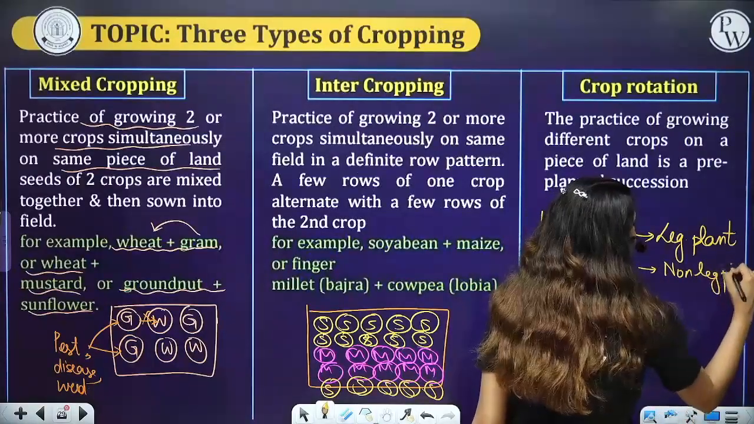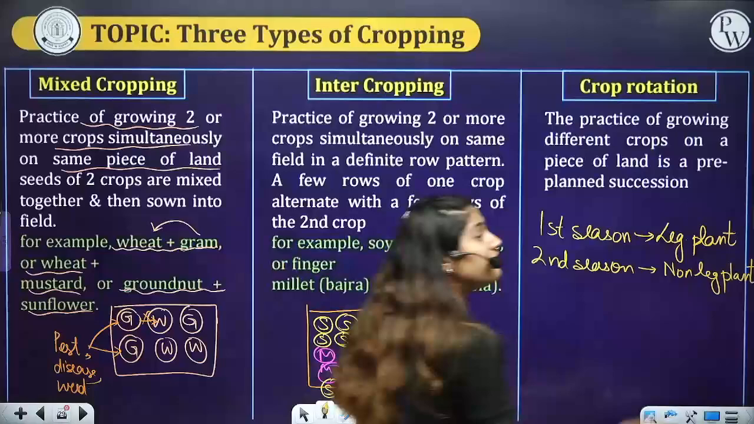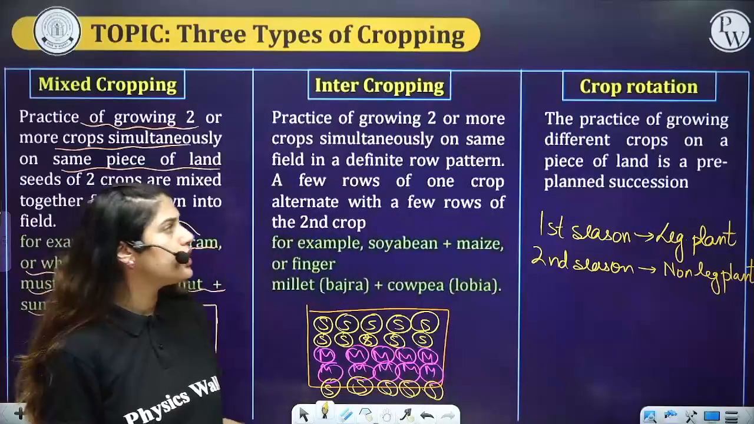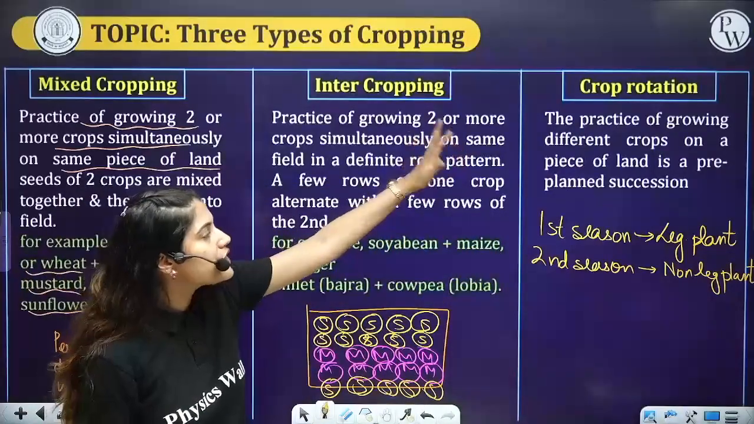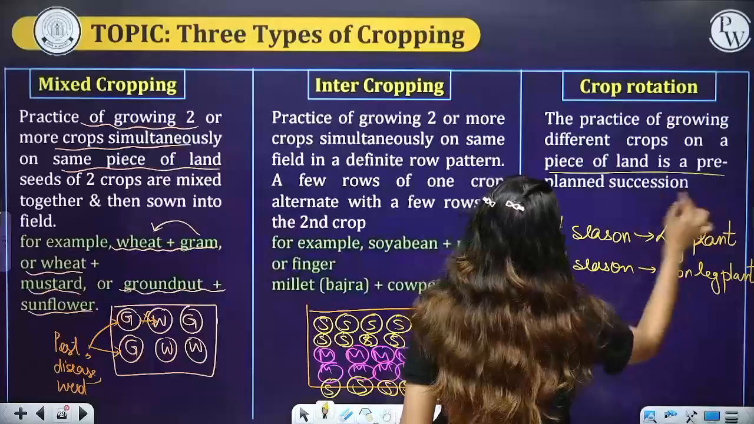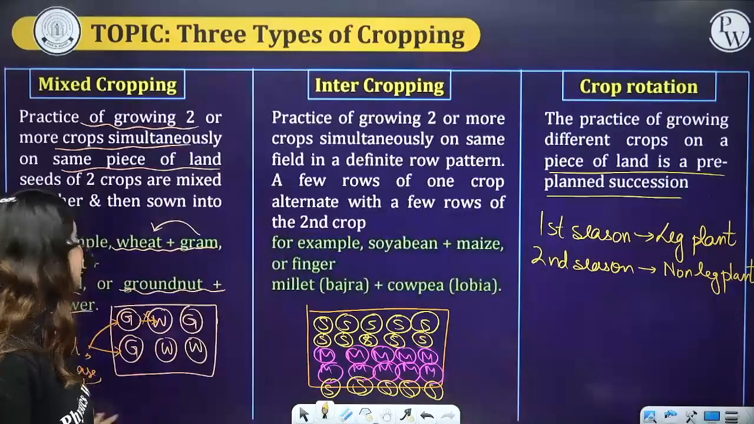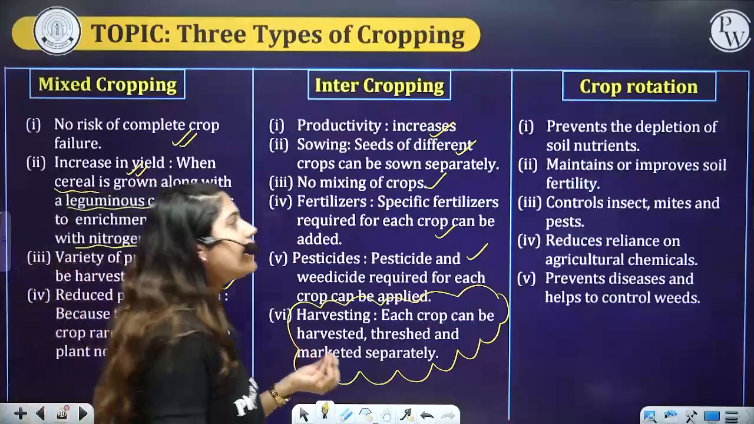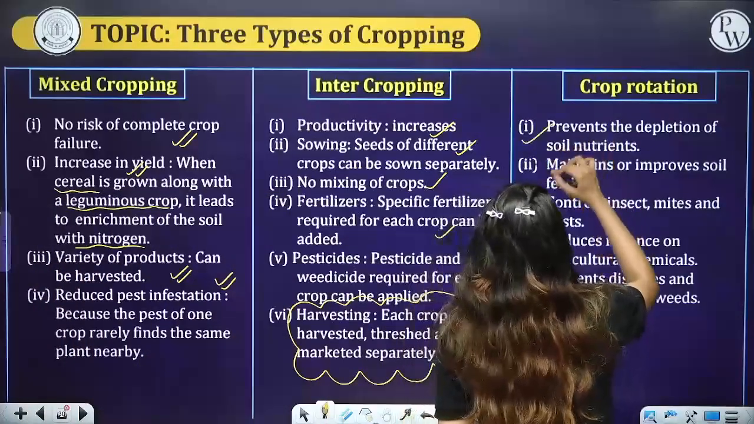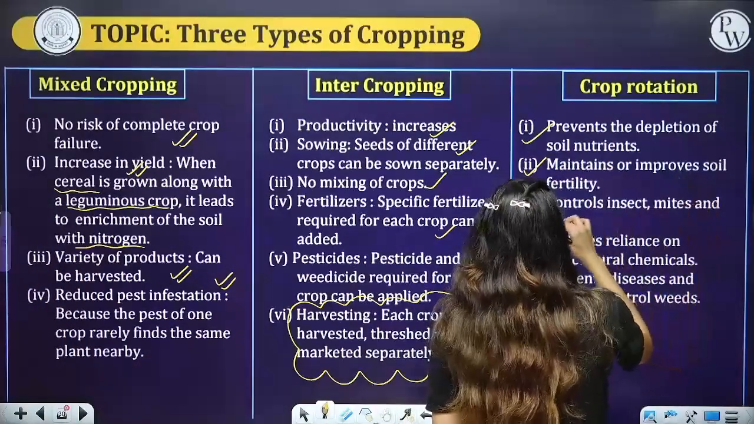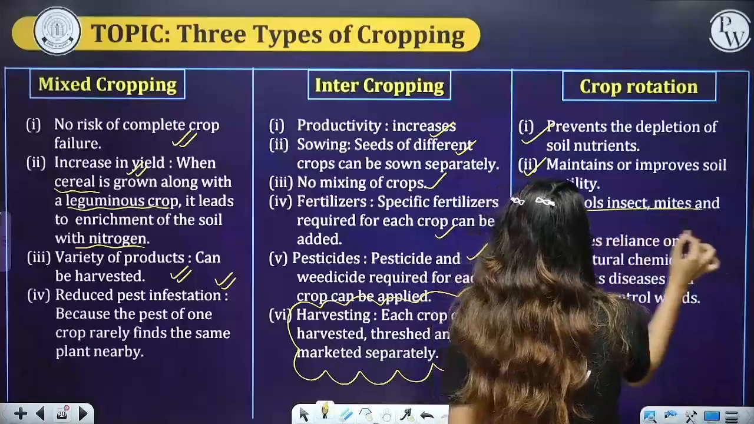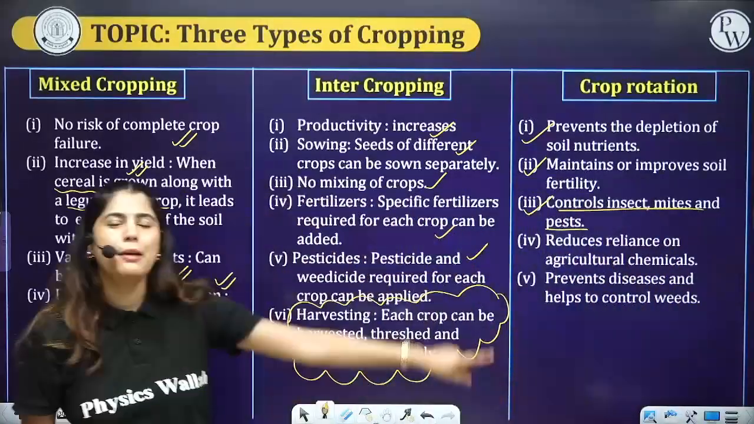So that the nitrogen is already available and I have to give less fertilizers into the soil, right? So, the practice of growing different crops on a piece of land in a pre-planned succession, right? These are the advantages: it will prevent soil depletion, it will increase soil fertility, and it will control insects, mites and pests. Now you'll be like, ma'am, how?